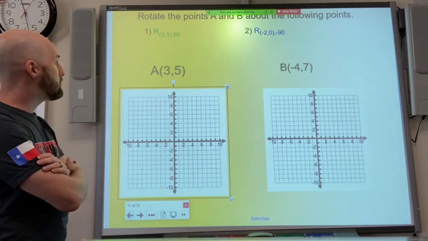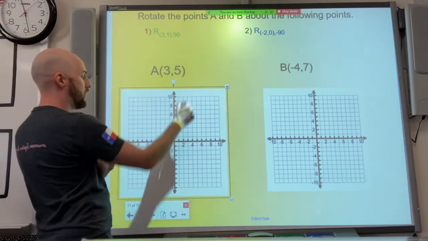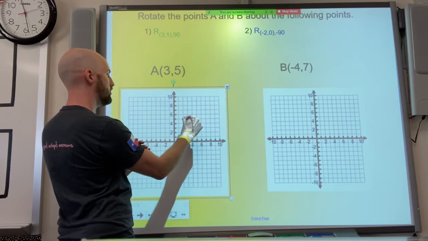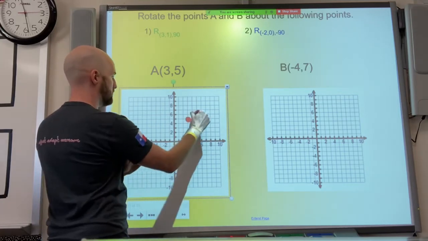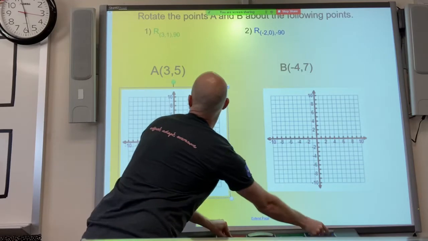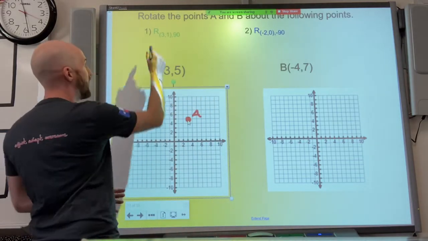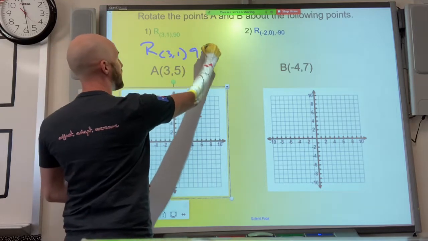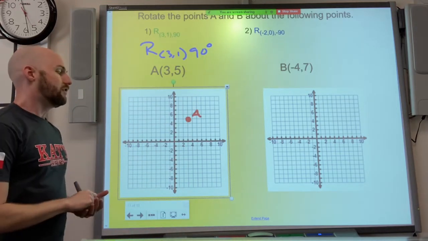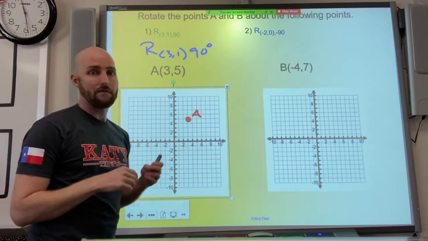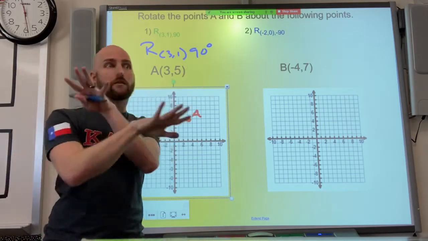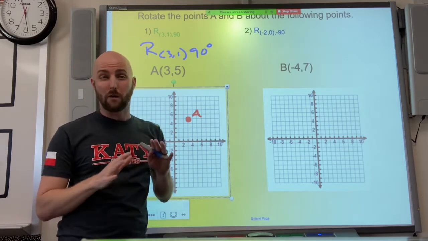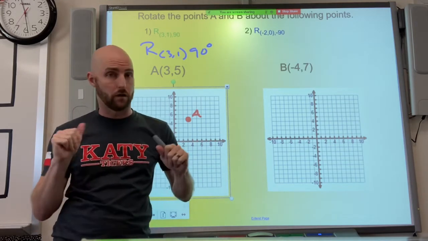All right, so going back, they are taking the point 3, 5. So 1, 2, 3, 1, 2, 3, 4, 5. That's point A. And according to the problem, if you have trouble reading that from where you're at, this says rotating around the point 3, 1, 90 degrees positive. So this doesn't have a cute rule like -y, x or something like that. So you could do a rule, but I promise it's really weird. You don't want to do it that way.